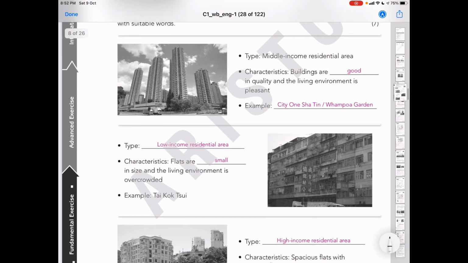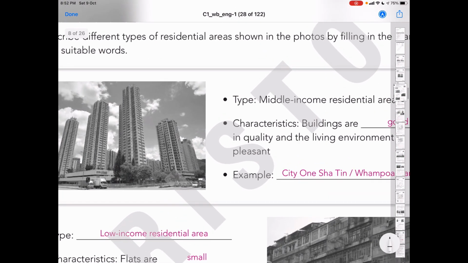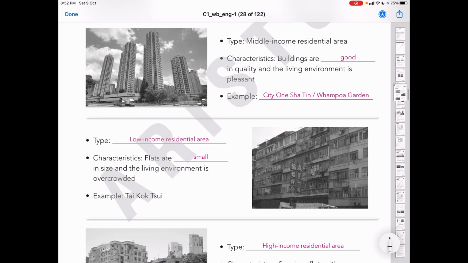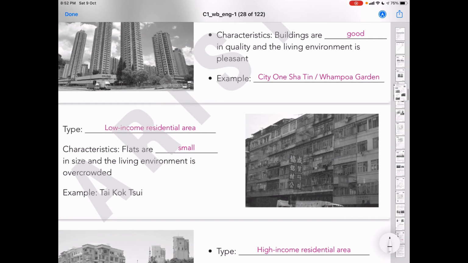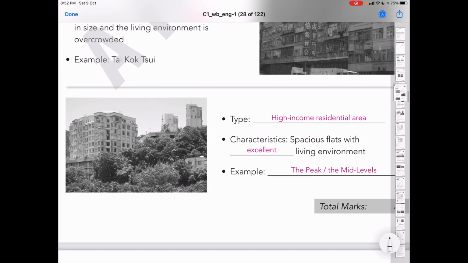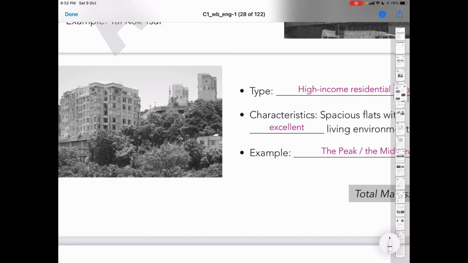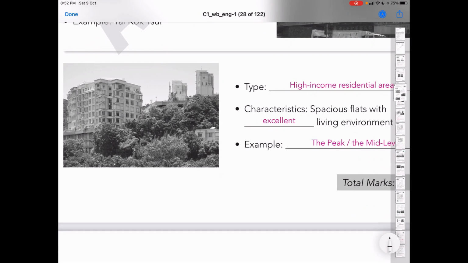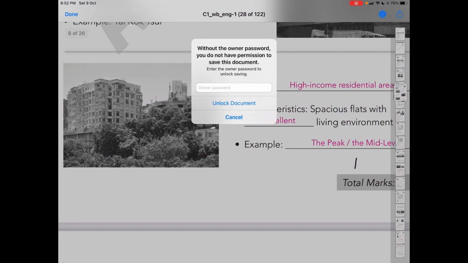Okay, for example, the building is good for here. City One Shatin and Whampoa Garden will be the examples, and this one you can always see in Tuen Mun, which is a low income residential area and flats are small, okay? And I don't know why some of you are saying that this one is the squatter area. Sorry, it's not the squatter area. This is very luxurious, very excellent living space, okay? So it should be the Peak and also the Mid-Levels, okay?